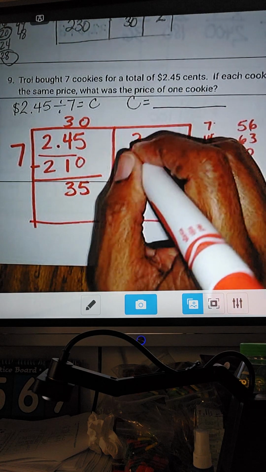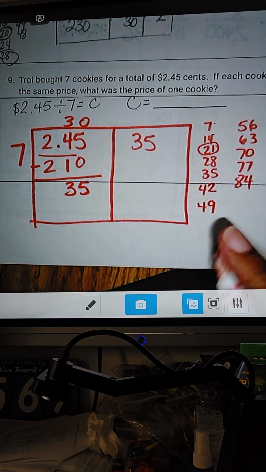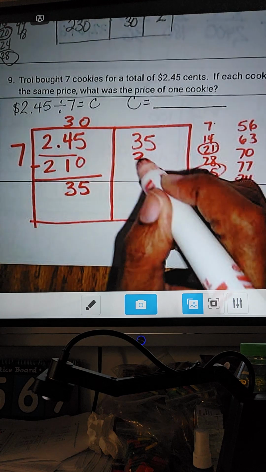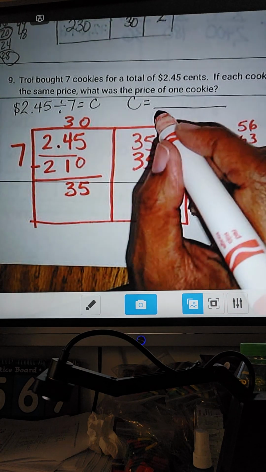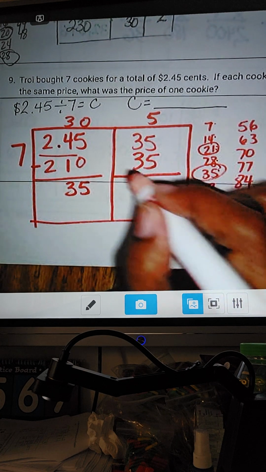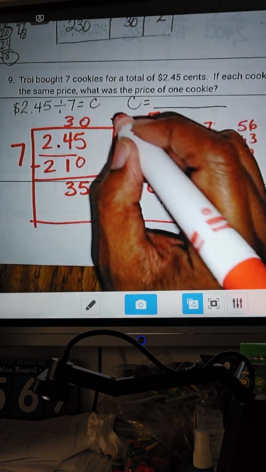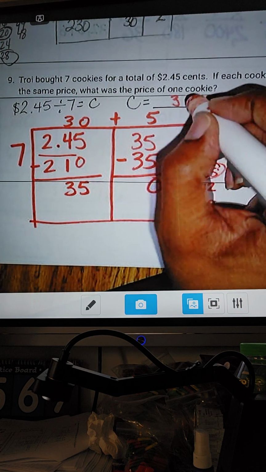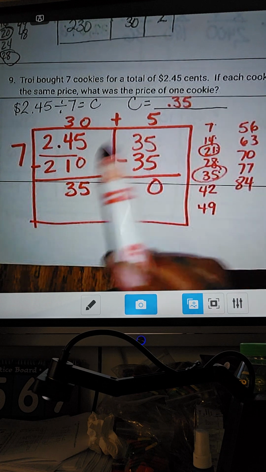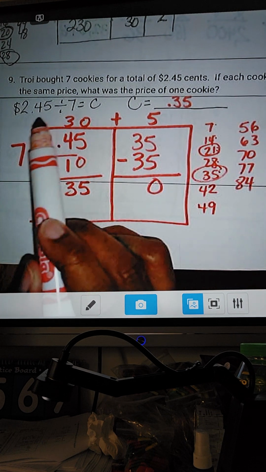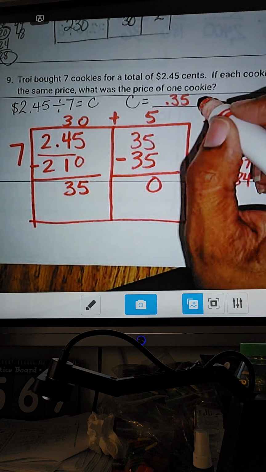35 at the top of the next column. I look over here. I see 35. So I put it under the 35. 1, 2, 3, 4, 5. 7 times 5 is 35. Subtract. It leaves 0. C equals 35 cents. Okay, so don't forget, you got to put that decimal back in. And where is it? Go over 2 spaces from the right. 1, 2. And that's where your decimal goes.